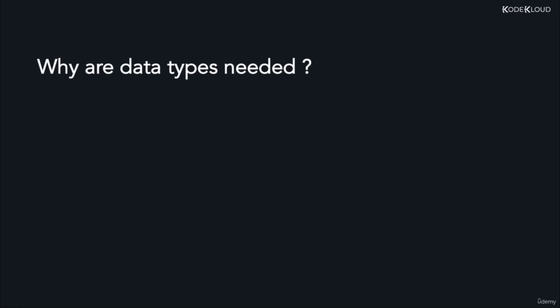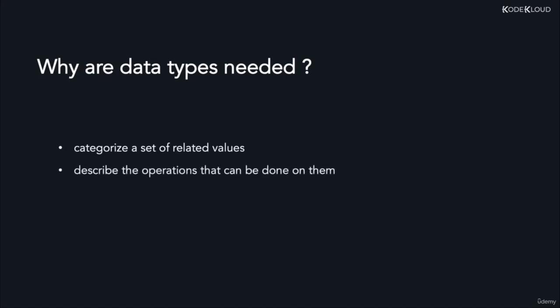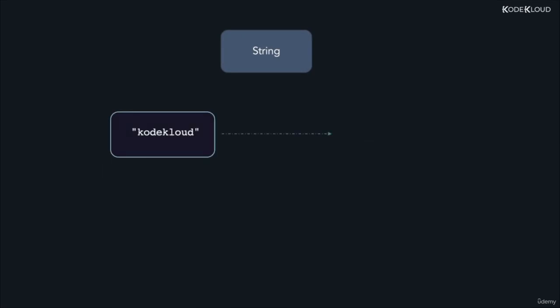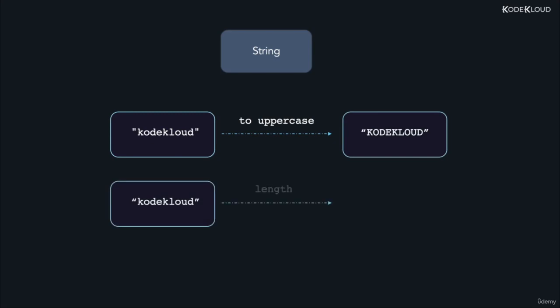Why are data types needed? So first of all, they categorize a set of related values, just like how we saw. Second, they describe the operations that can be done on them. And let's see what this means. So if a data type is a number, for example, it's often possible to perform mathematical operations on it, such as addition, multiplication, and subtraction. While if it's a string, we can perform operations on it, such as converting it to uppercase, or even calculating the string's length, which we cannot do if it's an integer.